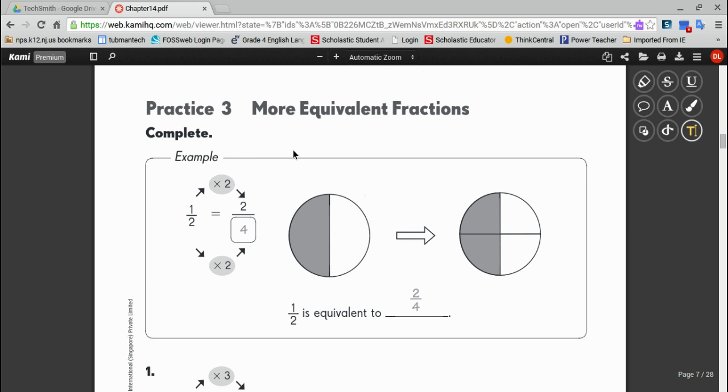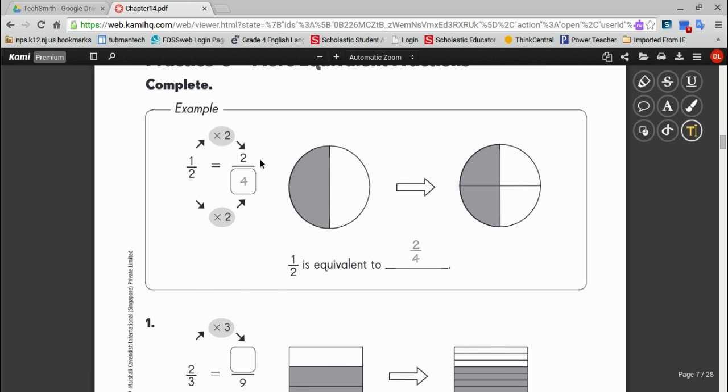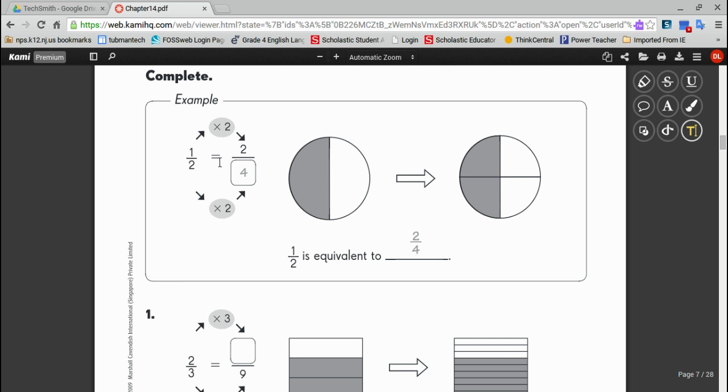This is page 97, Practice 3, more equivalent fractions, complete. So if you look at our example, another way to find equivalent fractions is that you can multiply the top and the bottom by the same number and you will get an equivalent fraction. So for example, 1 times 2 equals 2, 2 times 2 equals 4, so 1/2 and 2/4 are equivalent. And if you look at the pictures, all they did was split that right in half, and you can see that 1/2 and 2/4 are equivalent.